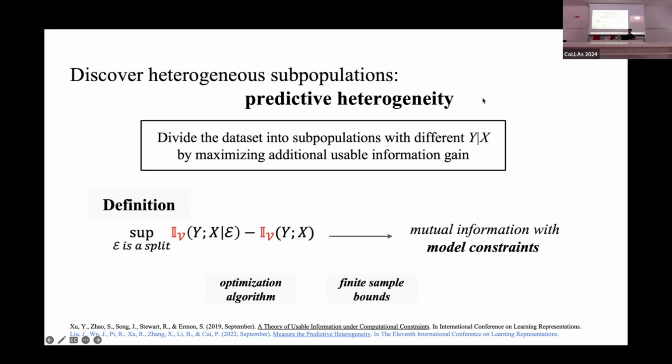Here's the definition of our term. We can see that it divides the data set into different parts, where E is a kind of split. The first term is the conditional mutual information. Here we calculate the gap between the conditional mutual information and the original mutual information, and we try to maximize this gap to learn such a split. We hope that by dividing the whole data set into different parts, we can explore even more predictive information.